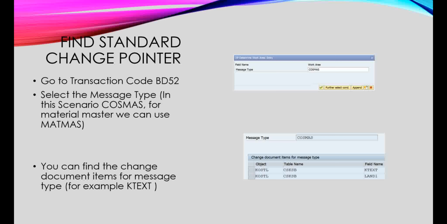After entering the message type, we can press enter. After that, we can see a different screen with the object and field names. Here we can see the different fields for master data. All these fields we can call change document items for the message type. If we change any field value, that IDOC will be generated. In our scenario, I am focusing on the KTEXT field, that is the cost center name.